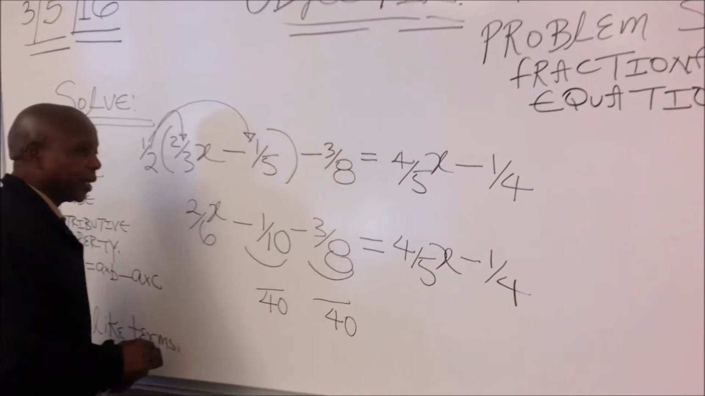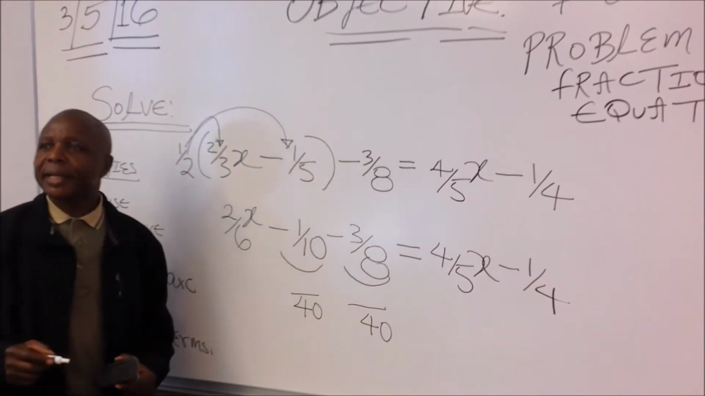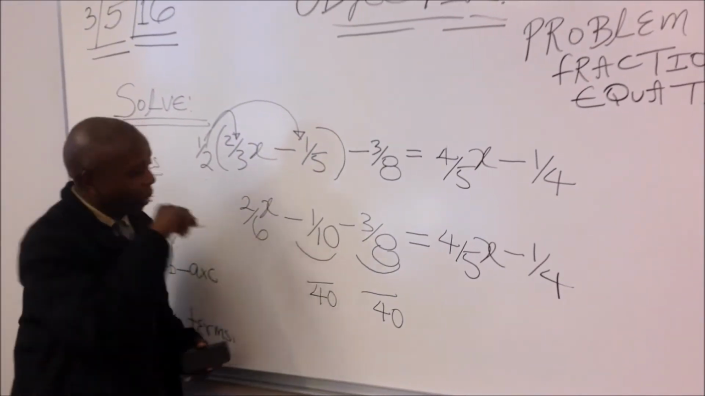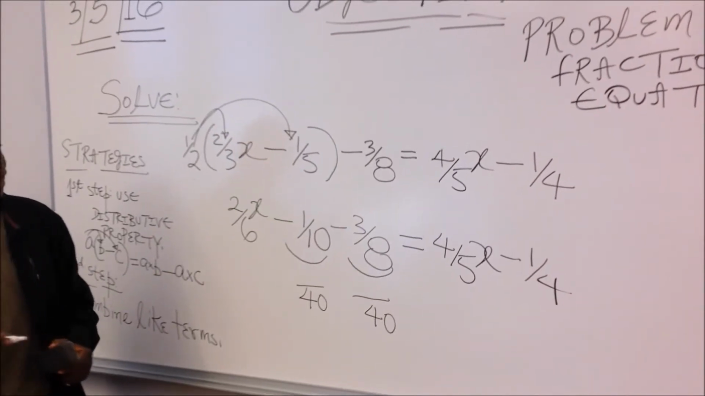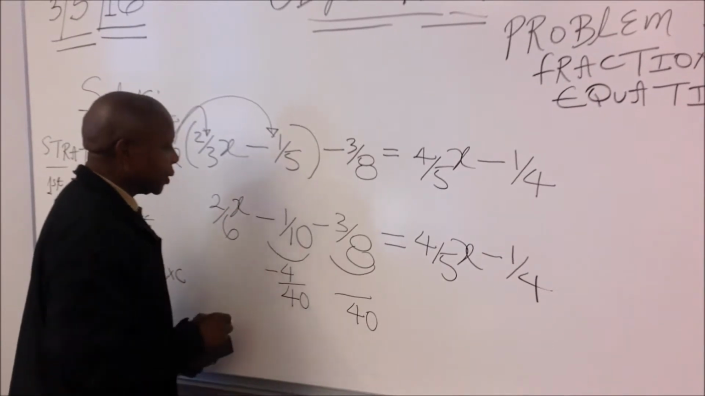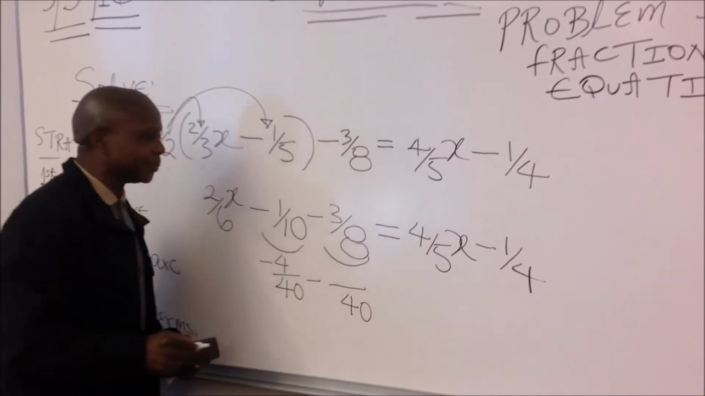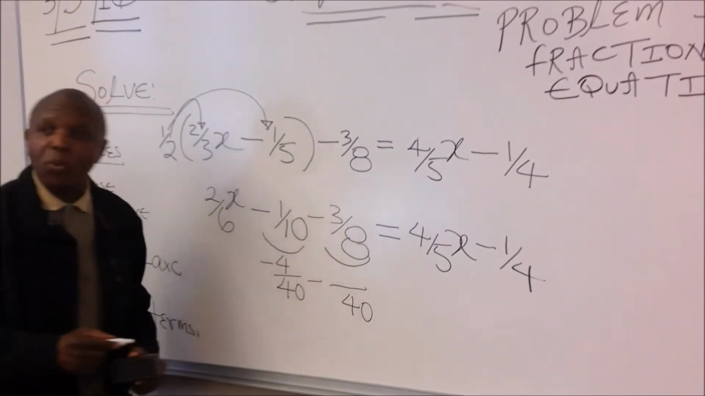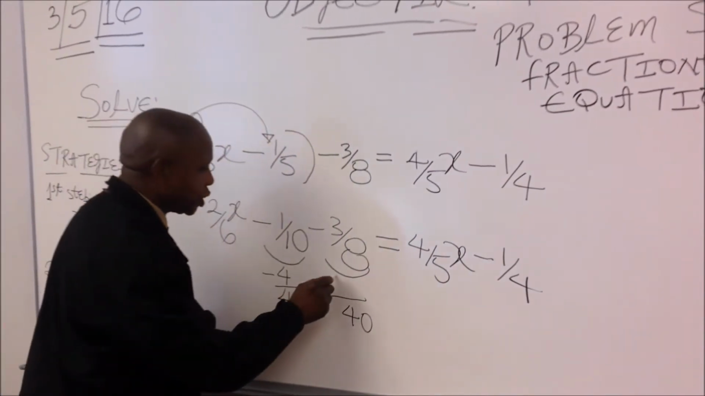So let us see. 10 will go into 40 how many times? 4 times. 4 times negative 1 will be what? Negative 4. Mr. Christopher, you're right again. Negative 4, thank you very much. And how many times will 8 go into 40? 5. 5 times negative 3 is what? Negative 15, so we already have a negative here, so we just put the 15 here.